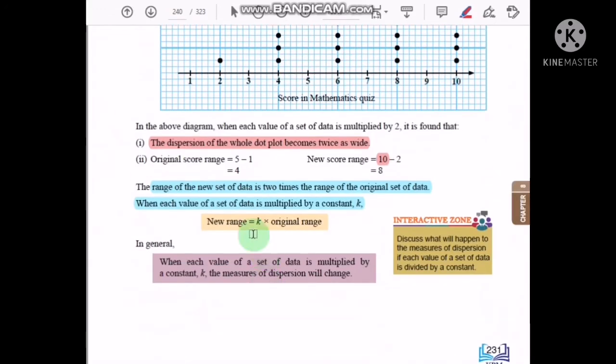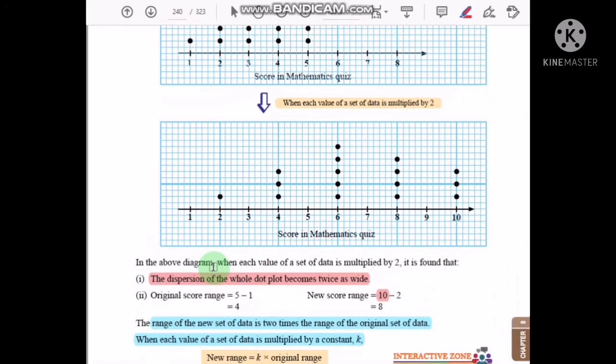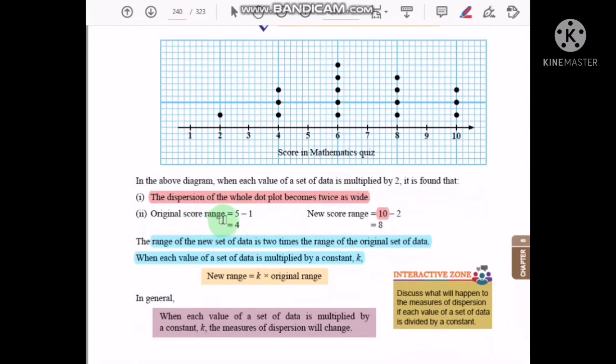So, is it correct? Multiplied by 2, right? The 2 is k. The original range is 4. So in order for you to get the new range, you need to multiply 4 with 2, which is the k. So 4 multiplied by 2, you get 8. Correct, right? The conclusion just now.